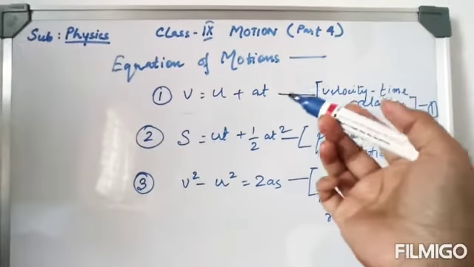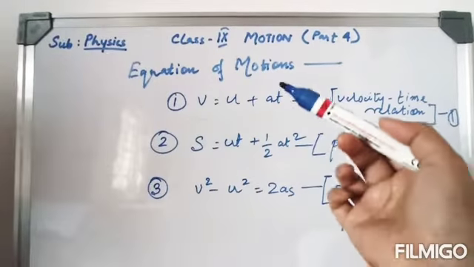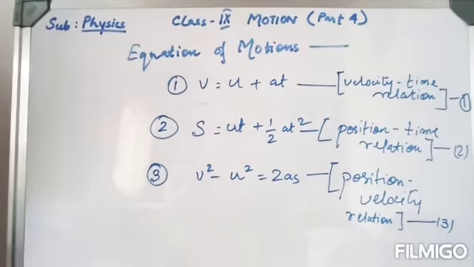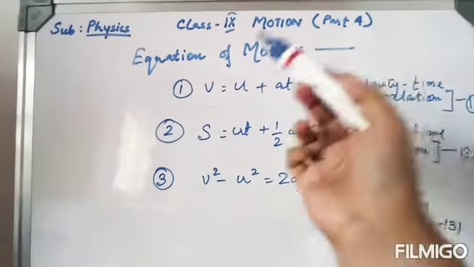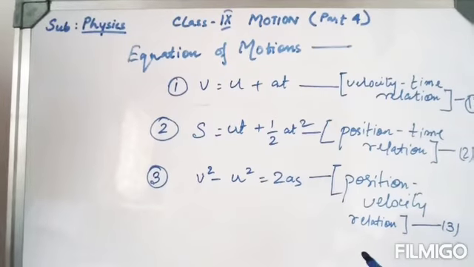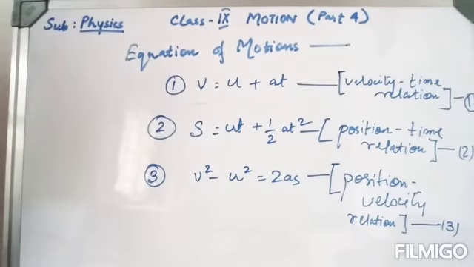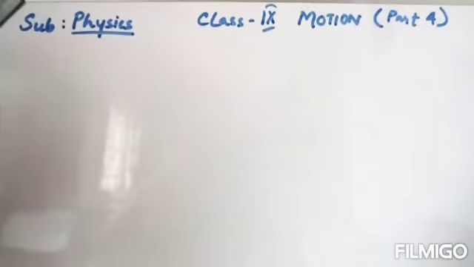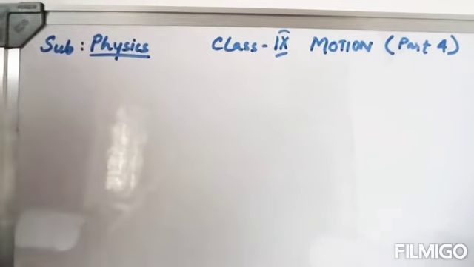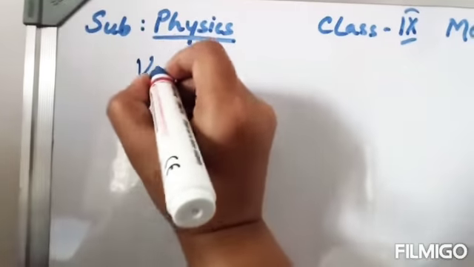Now in this video we will be learning how to derive these 3 equations from graph. And also we will use these equations in numericals and see how we can easily find values which are not given. So let's start. Let's derive the first equation of motion, that is v = u + at, or we can say the velocity time relation.